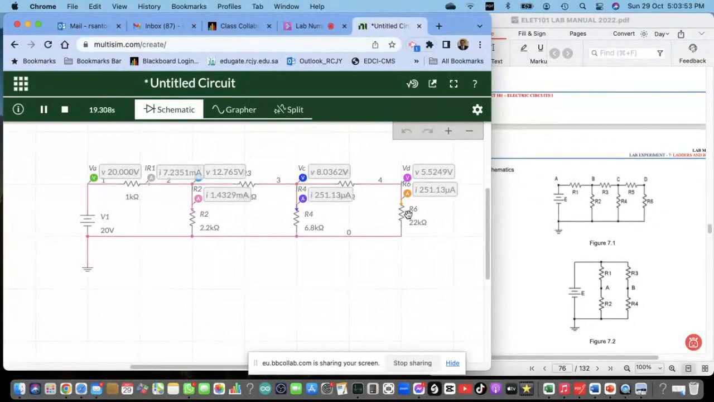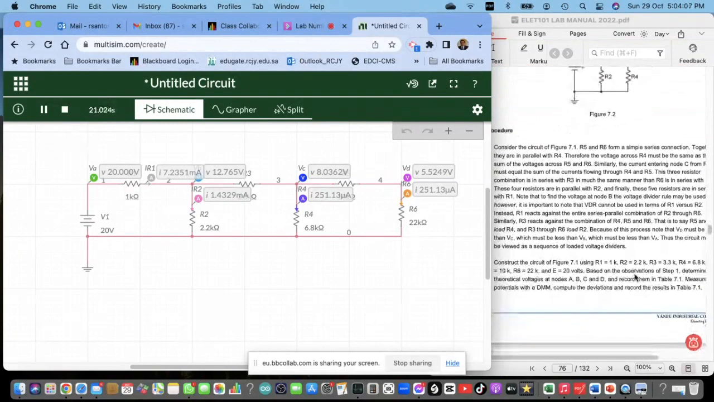What's the value of R5? R5 is 10. R6 is 22, in series, and R4 is 6.8. How come it's the same? I think there's something wrong here. Why is it the same? IR4 and IR6 are the same. How come? Why?